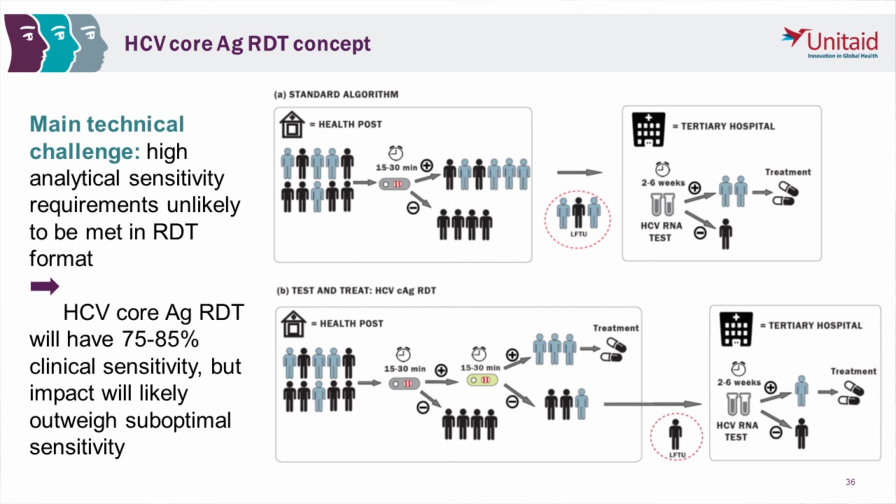So it has the advantages of being able to bring the diagnostic very far down into the health system. However, because of the nature of the technology and because it would hopefully be in a kind of cartridge like this, the core antigen RDT would only have a sensitivity of 75 to 85%. That means that some people that are viremic would show up negative on the test. And so they would thus still have to go for the centralized confirmation using an RNA or a more sensitive core antigen technology. So that's what this algorithm is trying to represent down here on this slide.